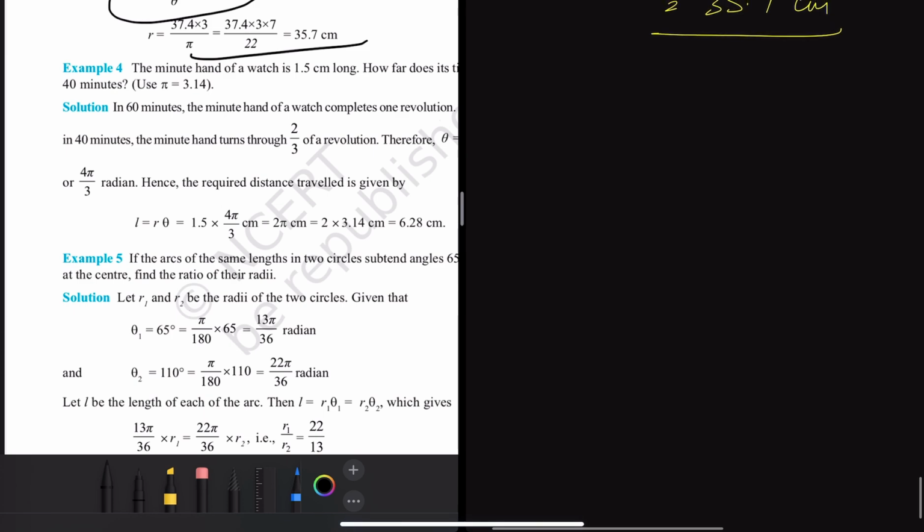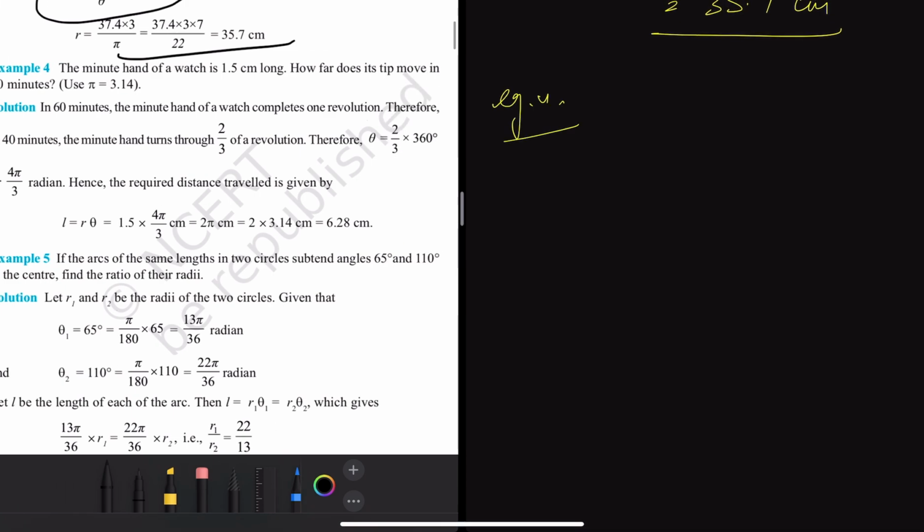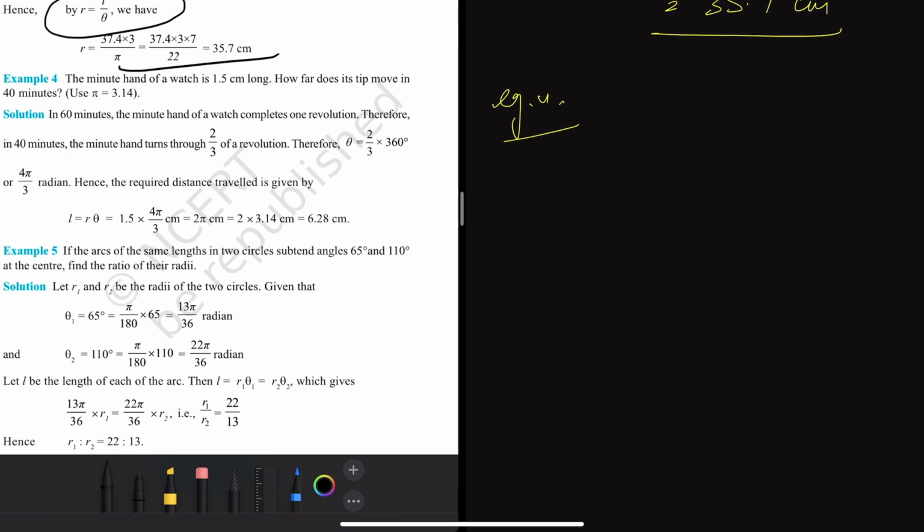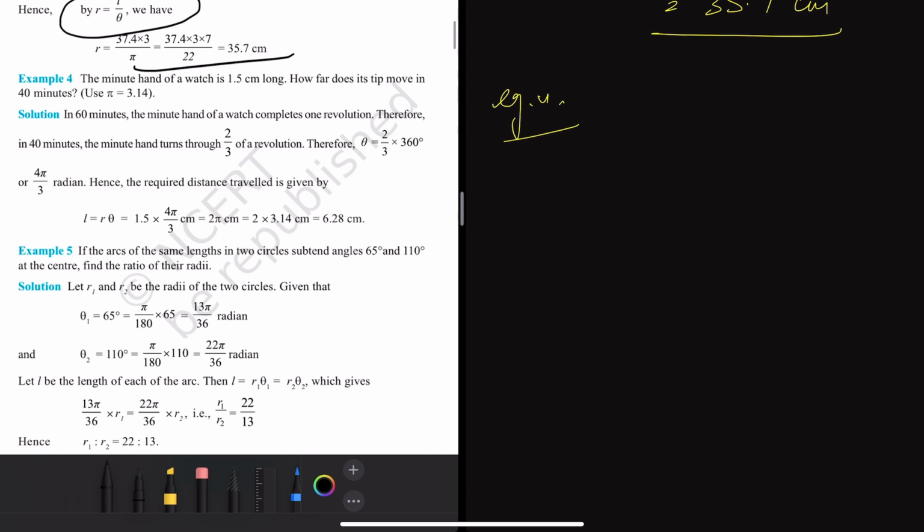Moving on to example number 4. You are given that the minute hand of a watch is 1.5 centimeters long. How far does its tip move in 40 minutes? Here we will use the same formula, but the radius is already given.